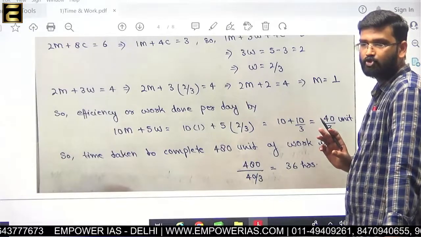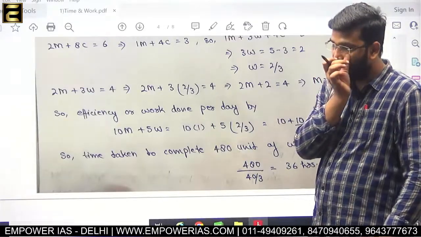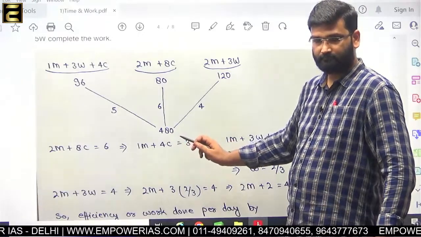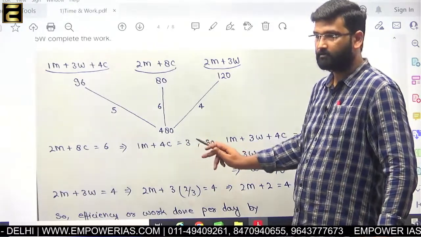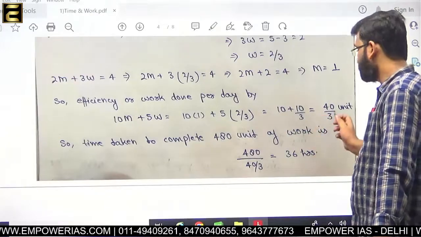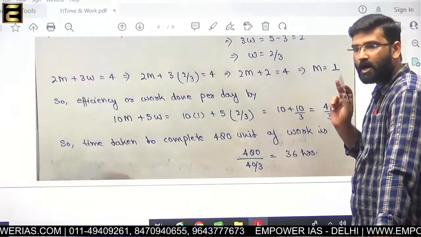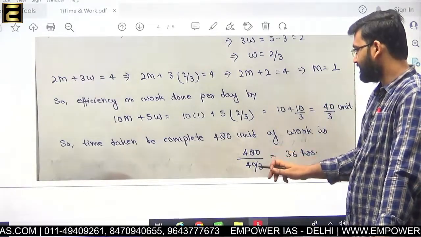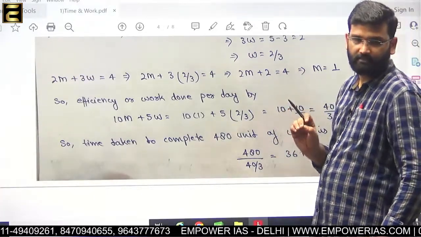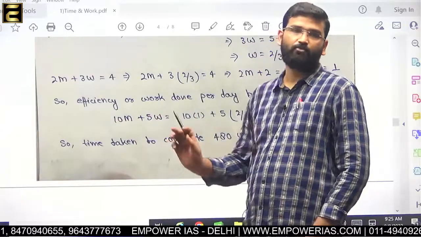Okay, so how much time they will take to complete the work? What is the total unit of work? 480 is the total unit of work. Okay, and here 40/3 represents the unit of work per hour. So how much hour they are going to take? 480 divided by 40/3, it means that 36 hour. So 36 hour is the total time that will be taken by the new group, which comprised of 10 men and 5 women to complete the work.